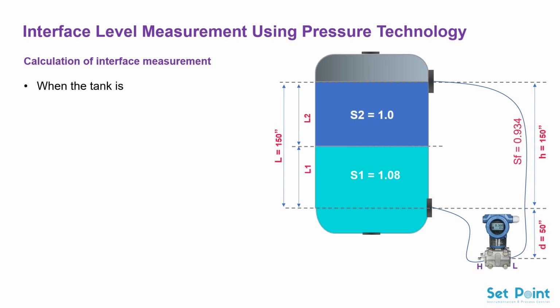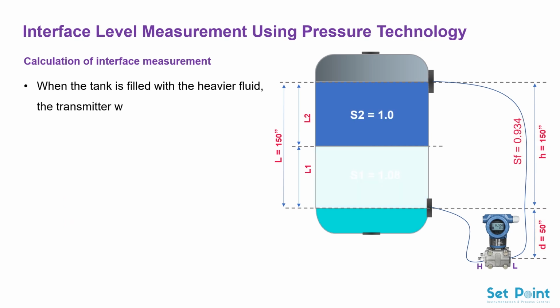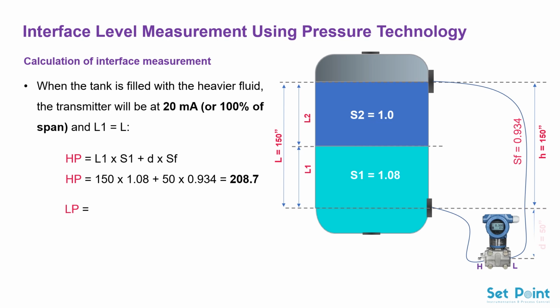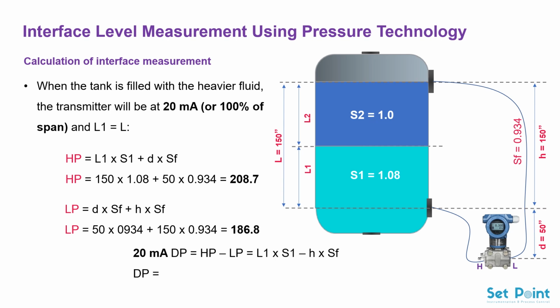When the tank is filled with the heavier fluid, the transmitter will be at 20 milliamperes, or 100% of span, and L1 equals L. So high pressure side equals L1 multiplied by S1 plus D multiplied by SF. The result will be 208.7 inch H2O. Low pressure equals D multiplied by SF plus H multiplied by SF. The result will be 186.8 inch H2O. At 20 milliamperes dP range equals HP minus LP, so the result will be 21.9 inch H2O.